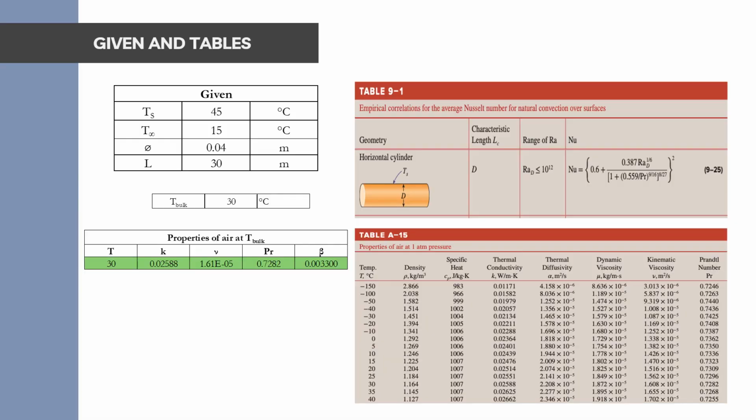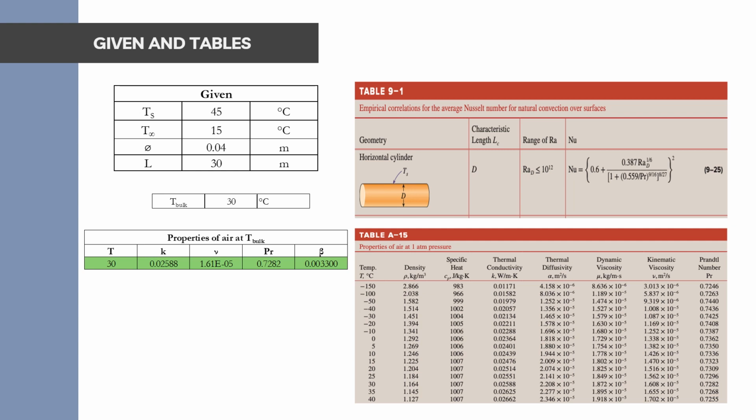First, we need to identify the given. The temperature of the pipe surface is assumed to be equal to the desired temperature of Justin that will be flowing inside of the pipe, which is 45 degrees Celsius. Our T infinity, which is the ambient temperature, is 15 degrees Celsius. The given diameter of the pipe is 4 centimeters, which was converted to meters prior to solving. The given total horizontal length of the pipe is 30 meters. Next, we should identify the type of geometry of the object that we are working with in order to determine the correct formulas that we will be using.